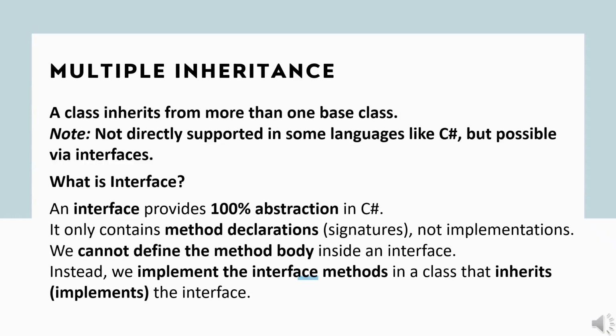A class inherits from more than one base class. Note, not directly supported in some languages like C#, but possible via interfaces. What is an interface? An interface in C# is fully abstract. It contains only method declarations, no method bodies. The class that implements the interface must define the method behavior.